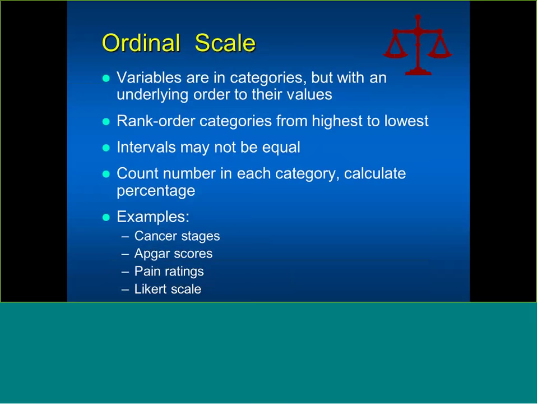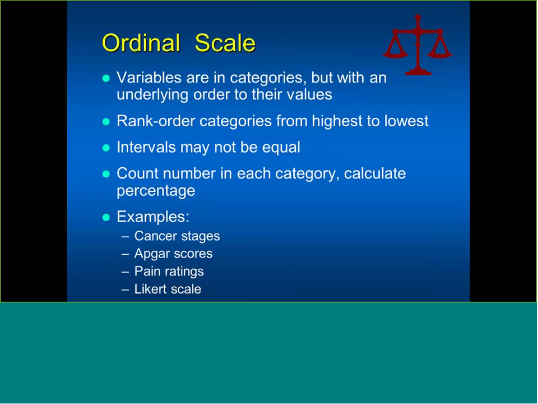Okay, ordinal scale moves up a little bit in the measurement. Here you don't just have categories, but you have an order to them. So you can rank them from highest to lowest. The intervals may not be equal. If you think about, let's say, a race, everybody can relate to that. Somebody comes in first place, somebody comes in second place, somebody comes in third place. Maybe your first place winner comes in 20 minutes, and your second place winner comes in 20 and a half minutes. And then the third place winner comes in 24 minutes. Those are not equal intervals, but yet you can say first place, second place, third place, and order them.